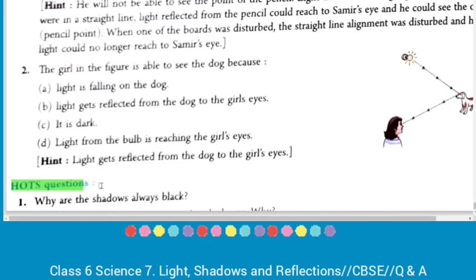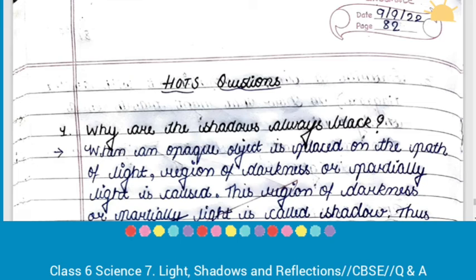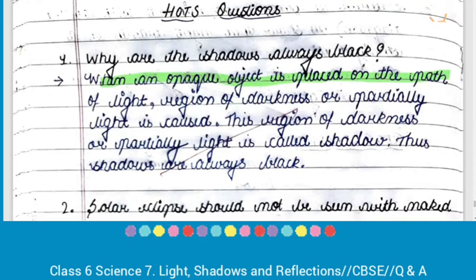Hot questions. Why are the shadows black? When an opaque object is placed on the path of light, the region of darkness or partial light is caused. This region of darkness or partial light is called shadow. The shadows are always black.